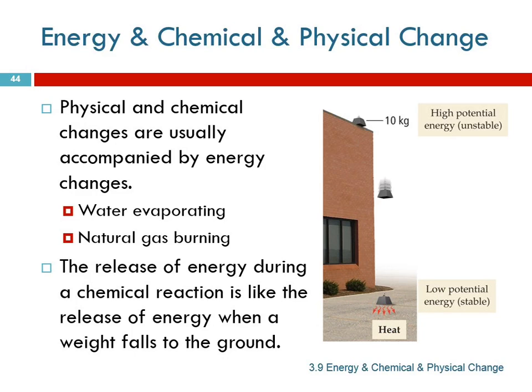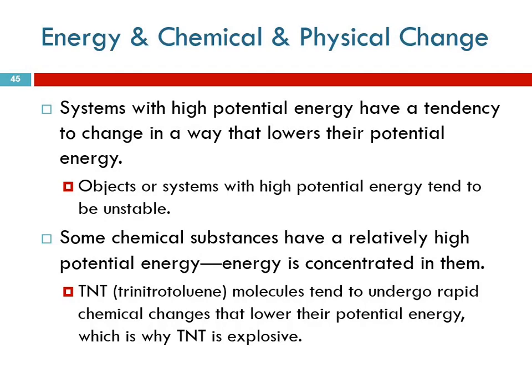The weight sitting on the ground is much more stable, isn't it? So it's gone from high potential energy to low potential energy. And that change in potential energy became kinetic energy as it was moving, and then it was dissipated as heat energy when it suddenly stopped moving and hit the ground. So systems with high potential energy tend to change in a way that lowers their potential energy. Something that has high potential energy is unstable.